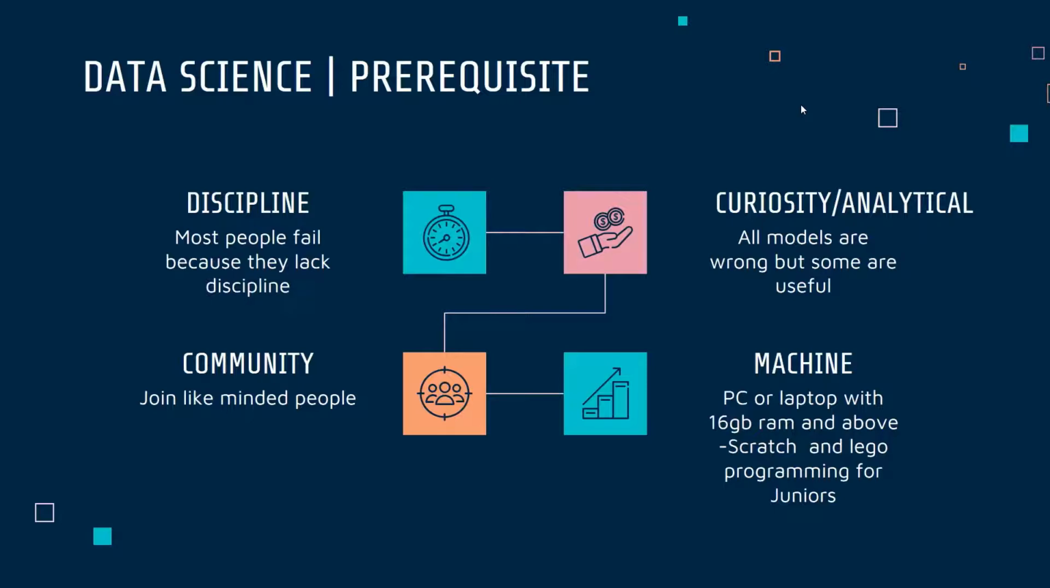And then community, be part of communities. On the previous slides, I've shown you the communities that exist. I would strongly suggest you join those communities. It's a community of like-minded people. And you would probably need a very good laptop or a PC, at least a minimum of 8 gig RAM. Some of the data processing that you're going to do is quite extensive.